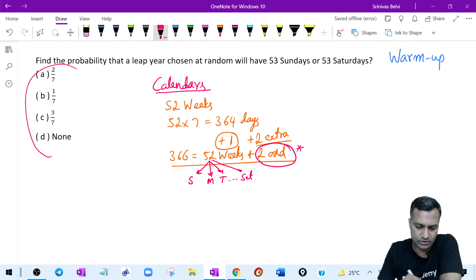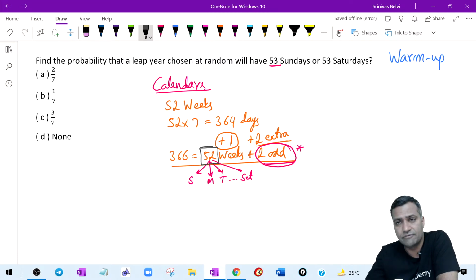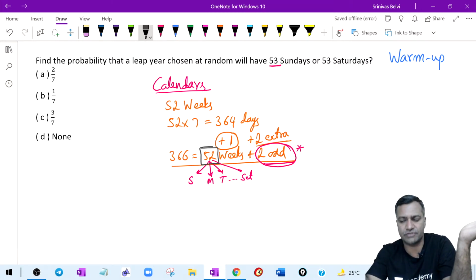If I look at the answers, this particular question is dependent on the two odd days, because I'm talking about 53 Sundays. Why? 52 is a common feature. 52 is there, it is granted. 52 Sundays are there, 52 Mondays are there, 52 Tuesdays are there. There is no advantage for this 52. The 53rd one is what we are talking about.